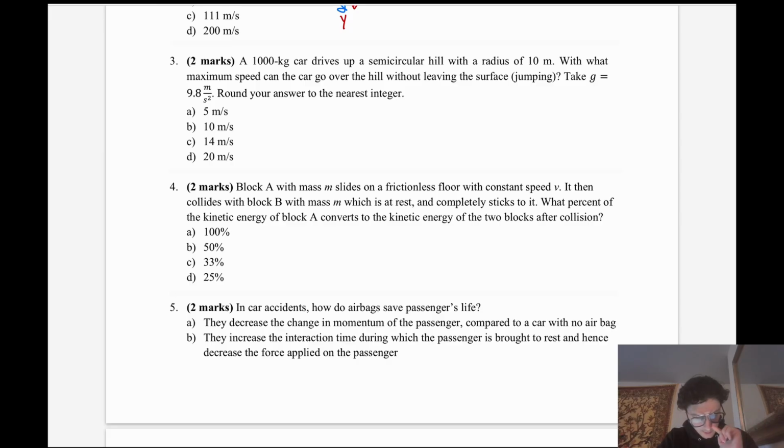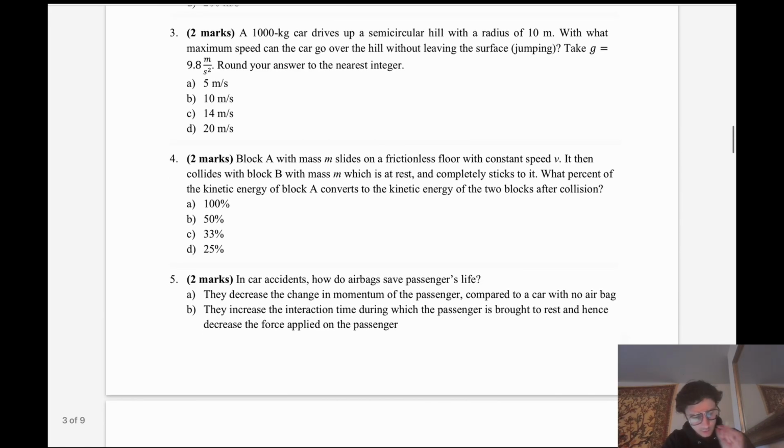A 1,000 kilogram car drives up a semicircular hill with radius 10 meters. With what maximum speed can the car go over the hill without leaving the surface, jumping? Take g to be 9.8 meters per second squared. Round your answer to the nearest integer. Damn, this one's hard too. You know what? I'm going to skip this one too, because I'm not too sure.